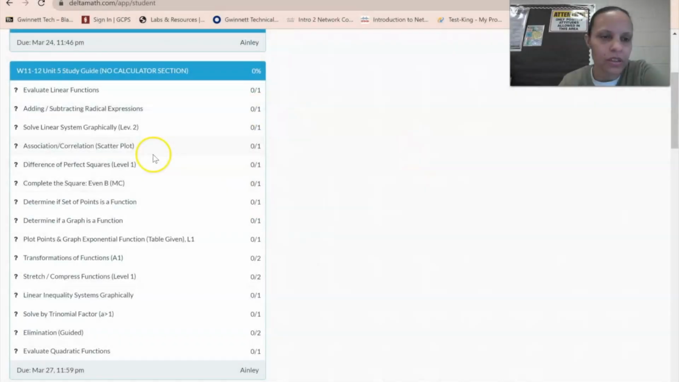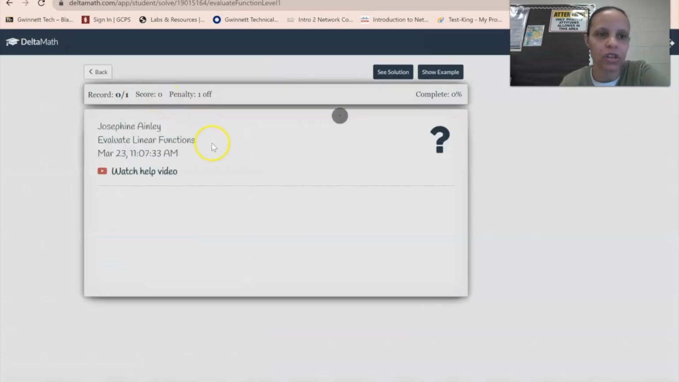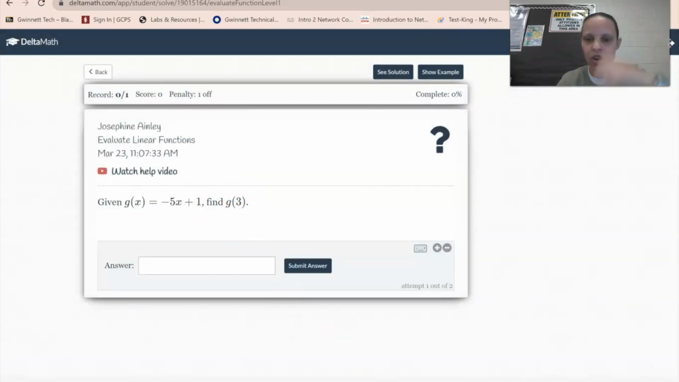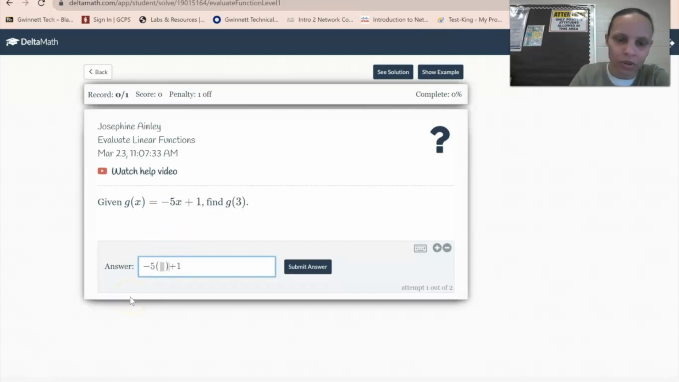All right, so we're going to take a look at the non-calculator section. So evaluate linear functions. All that means is that in place of x in g of x, where it says find g of 3, I'm going to put 3. So I take this function right here, and where I see x, I'm going to put 3.